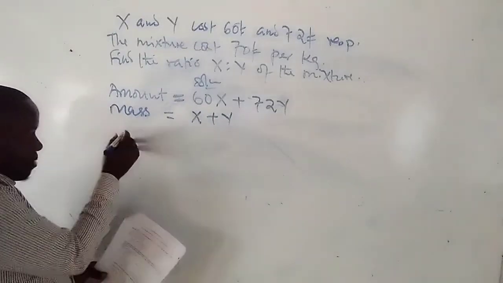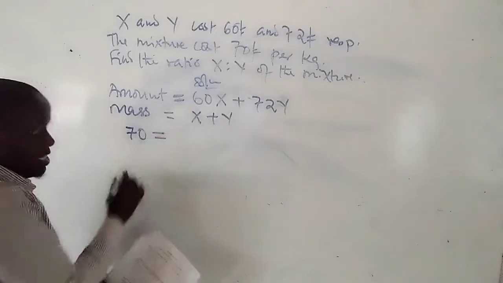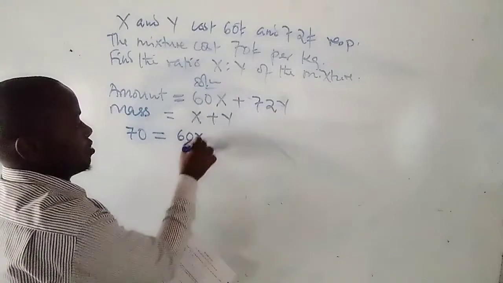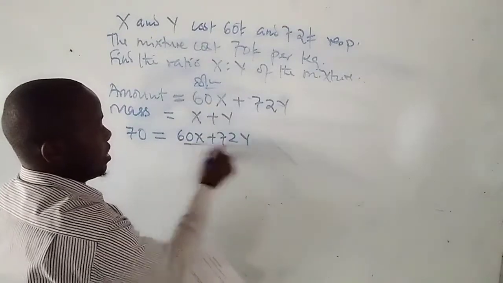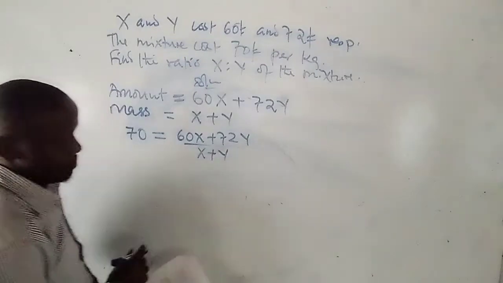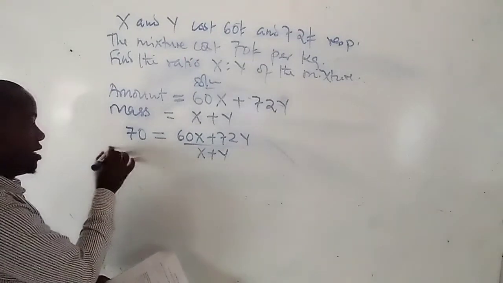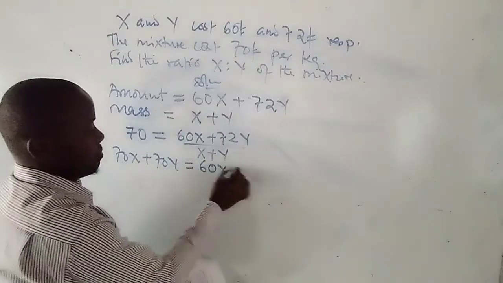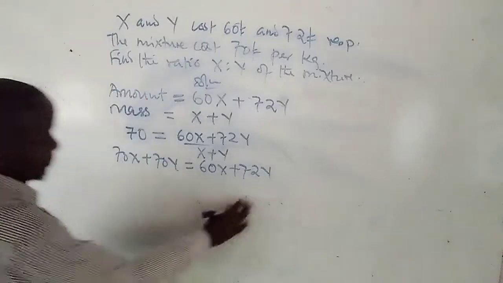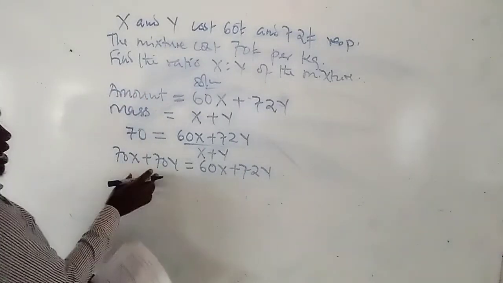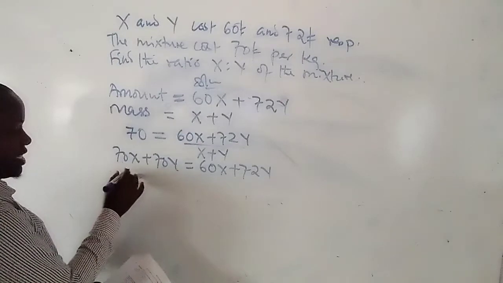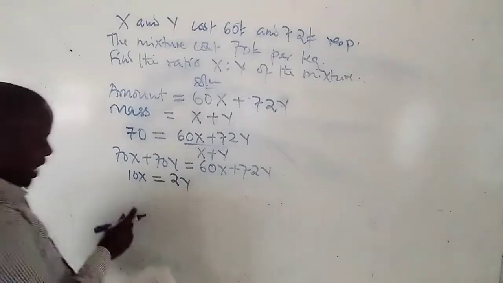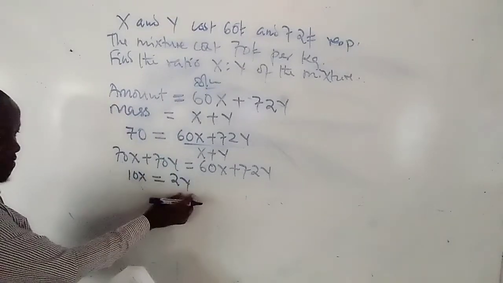Now, for a kilogram of the mixture to cost 70, we can relate that 70 is equal to the total cost divided by the mass of the mixture. So cross multiplying, 70x plus 70y is equal to 60x plus 72y. Now we can group like terms together. 70x minus 60x, we get 10x, is equal to 72 minus 70, we get 2y.